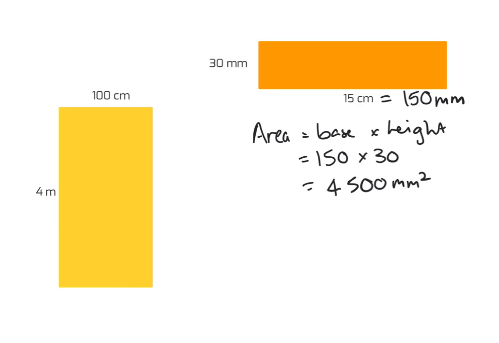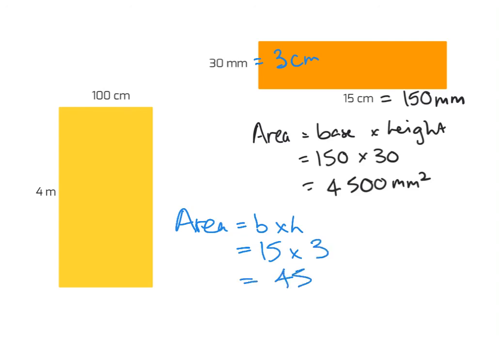Alternatively, if I decide to convert to the bigger unit, which is centimeters, I'm dividing 30 by 10, so that would give me 3 centimeters. So area equals B times H. My base is 15. My height is 3. So that would give me 45 centimeters squared. There we go.